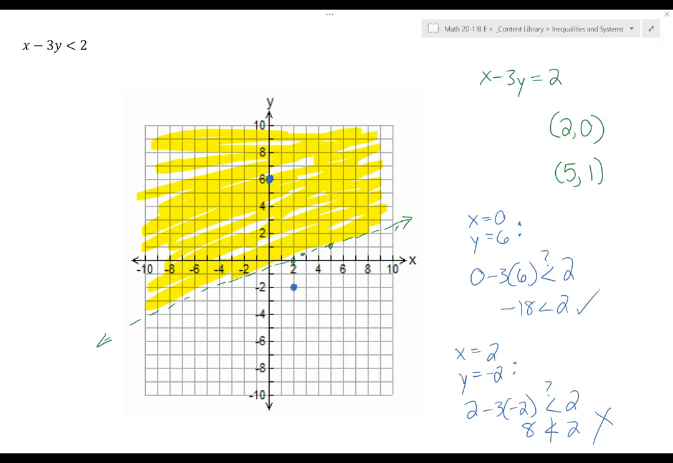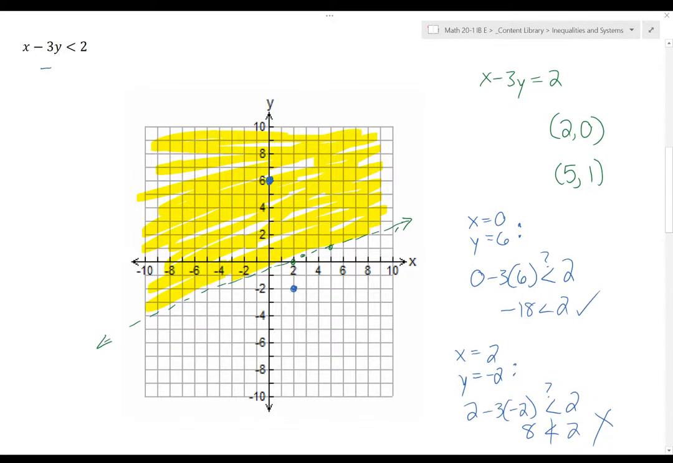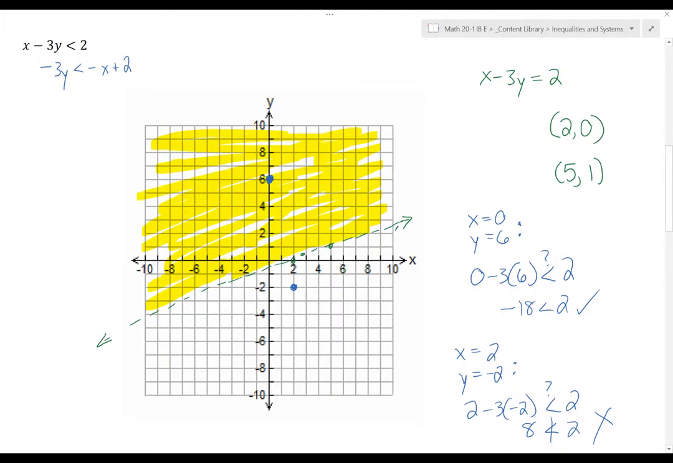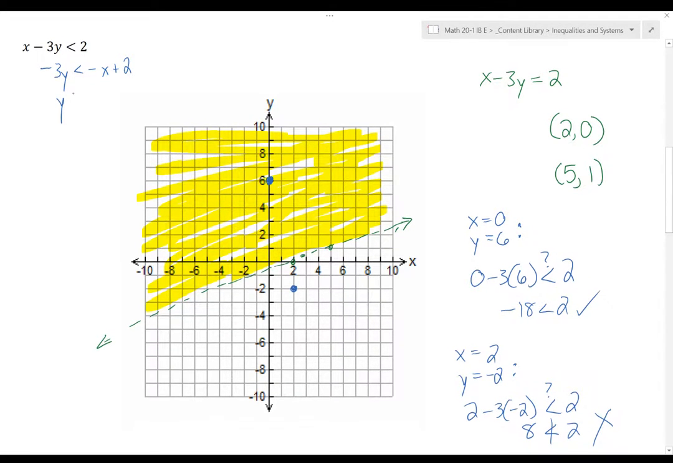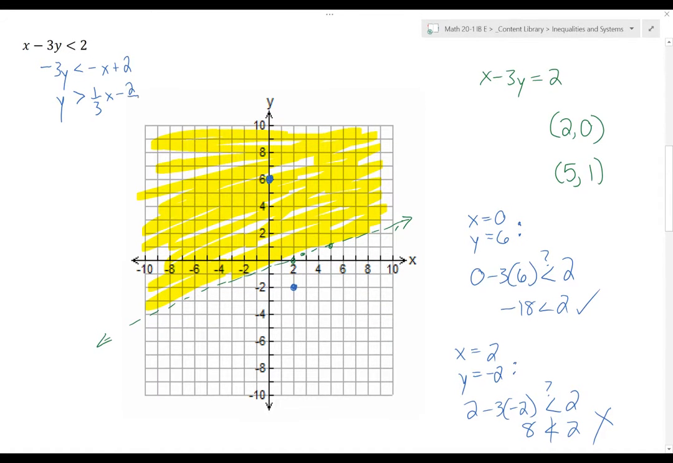Now, that's in spite of the fact that this is a less than symbol. The reason that happens is, instead of testing points, the other thing I could have done is rearrange this inequality. So I could turn it into negative 3y is less than negative x plus 2. And now when I divide by negative 3, I have to flip the inequality. So that's why that ends up happening. So y is greater than 1/3 x minus 2/3. So that's why I'm shading the upper region, because I'm looking for where the y values are higher than the y values on the line.